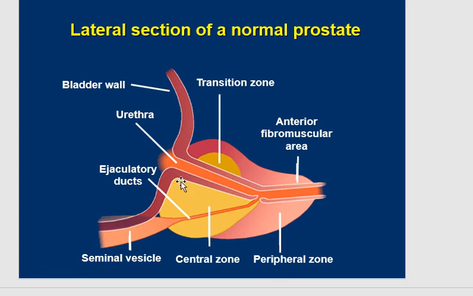This is the sagittal section of the prostate. This is bladder. This is urethra, prostatic urethra, and this is the central zone, and this is the peripheral zone where the carcinoma prostate arises, and this is the transitional zone where the BPH arises, and it is just around the prostatic urethra.